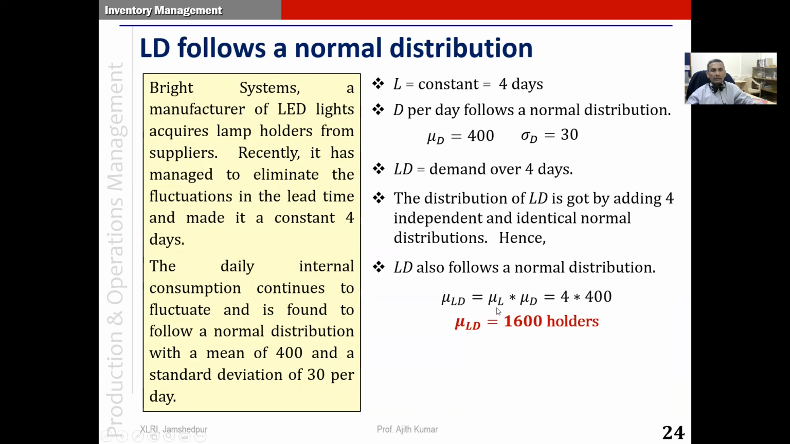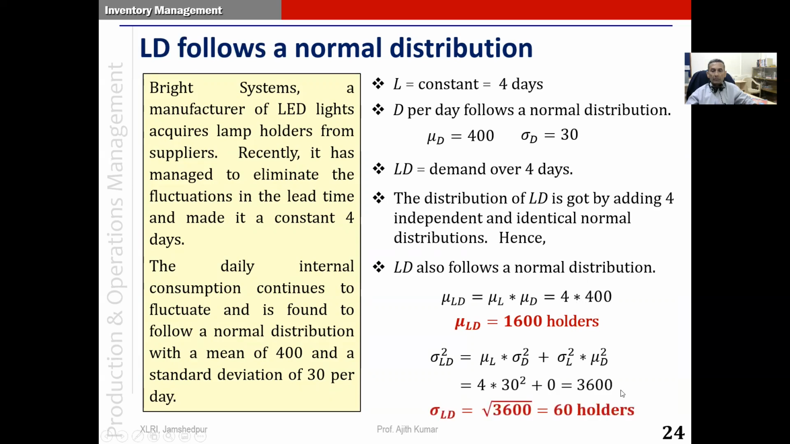Its mean is nothing but the mean of lead time multiplied by the mean of demand, and this is 4 into 400, which is 1600. What would its standard deviation be? First, let's compute the variance. The variance is given by this formula. Applying the numbers into this formula, we get the variance of lead time demand is 4 into 30 square plus 0, because the variance of lead time is 0. We are given that the lead time is a constant. Okay, so from this we calculate that the standard deviation of lead time demand is 60 holders.